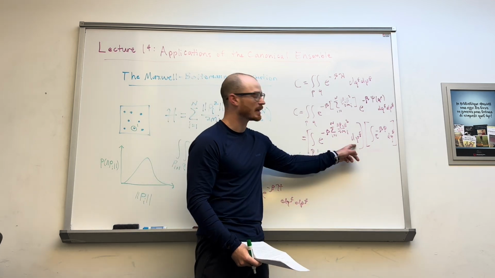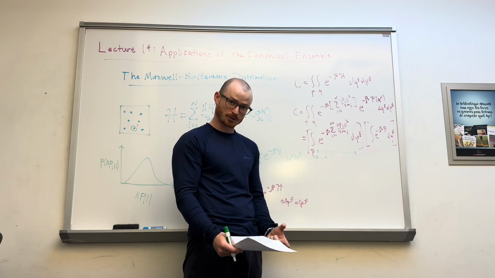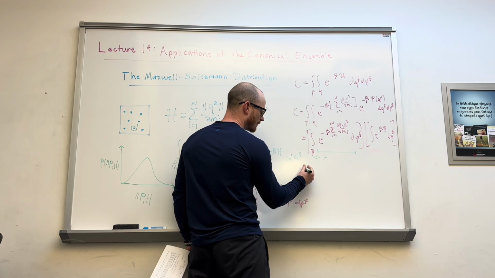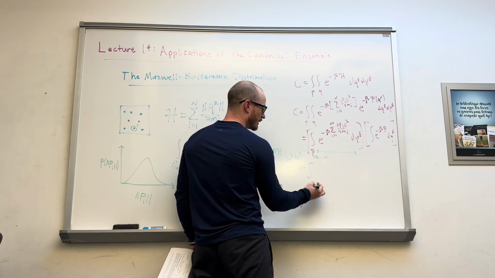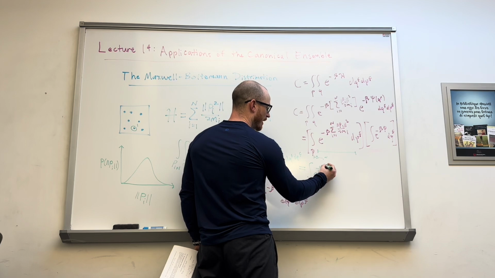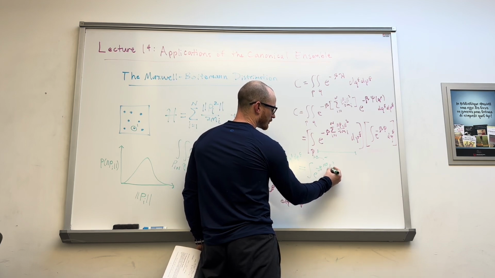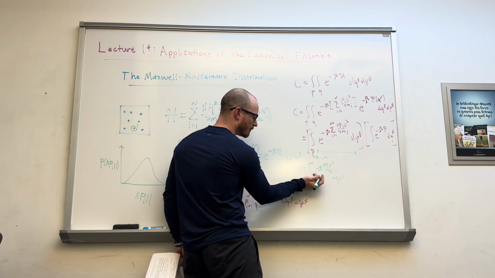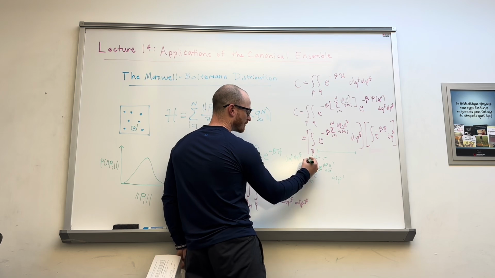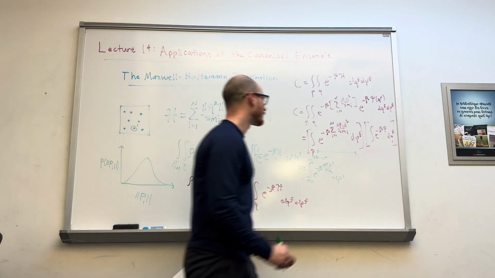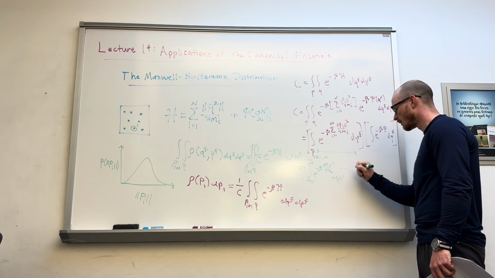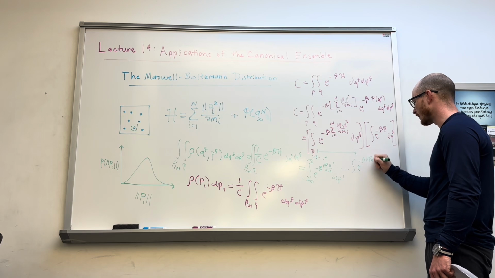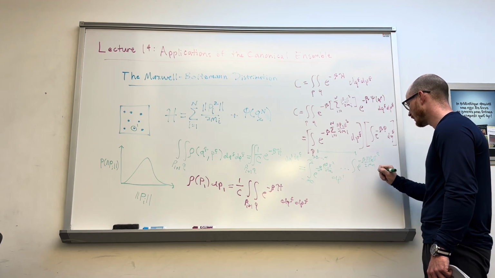So when we have this dp, we can actually split this integral up into n integrals across all the particles in the system, right? So this is really equal to the integral of e to the minus beta p1 squared over 2m1 dp1, integrated from minus infinity to infinity, right? And then we can just repeat that all the way through the n particles, e to the minus beta pn squared over 2mn dpn.